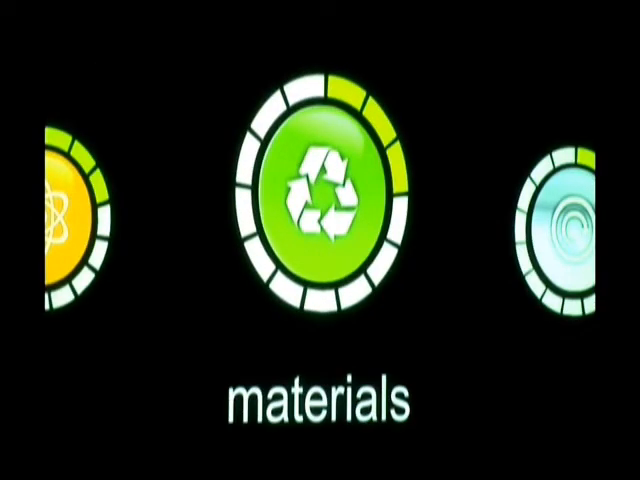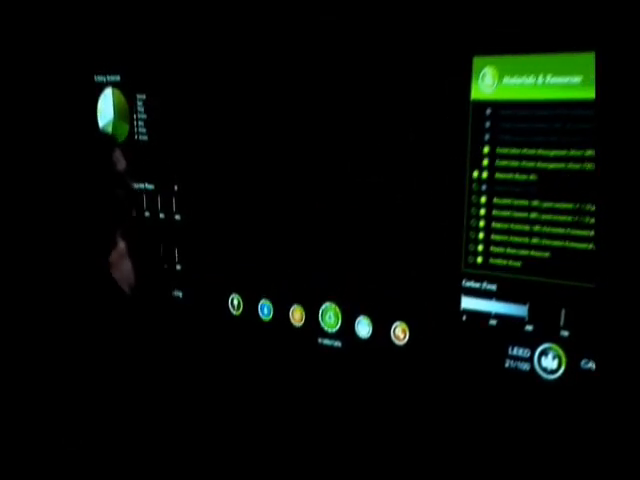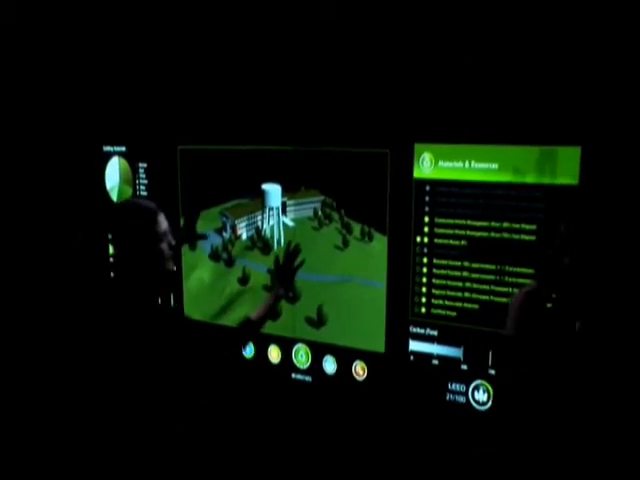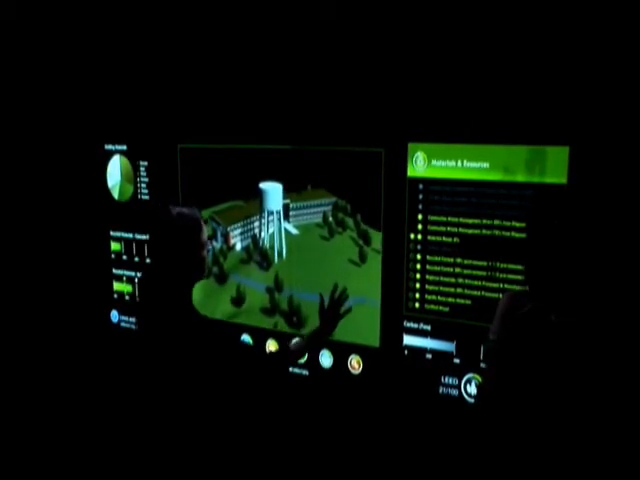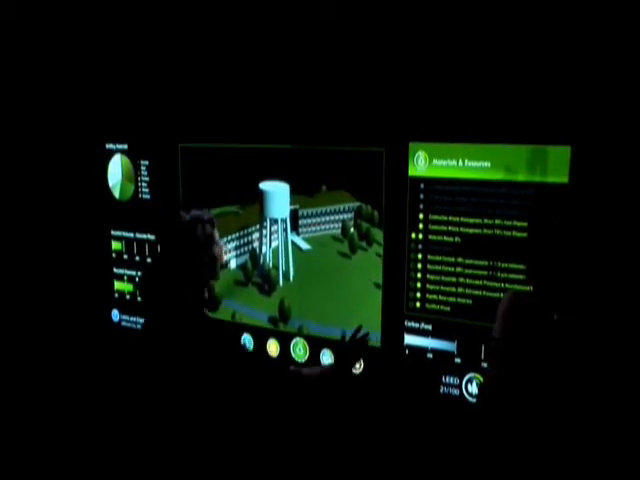Materials and resources. The focus now is on tracking and calculating material quantities for LEED credit purposes. Reinforced concrete comprises the bulk of material used in the building.